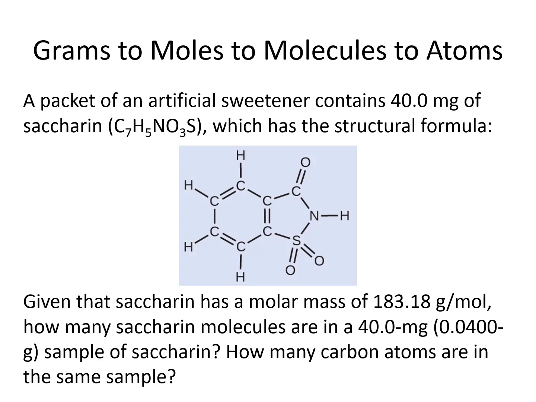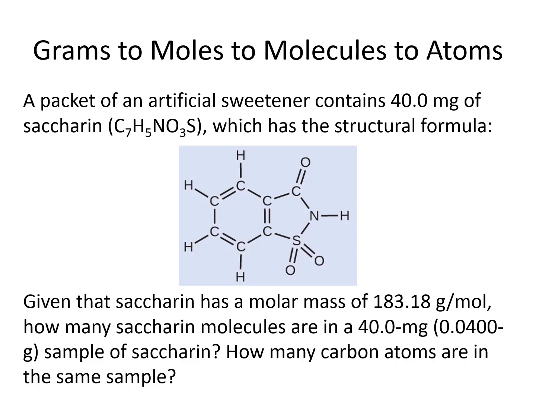In this example, we are told that we have a 40.0 milligram sample of saccharin and are asked to find molecules of saccharin and number of carbon atoms in the sample. We are given both a molecular formula and a structural formula. From either of those, we could calculate a molar mass. To shorten this problem a little, the molar mass has been provided for you, 183.18 grams per mole.